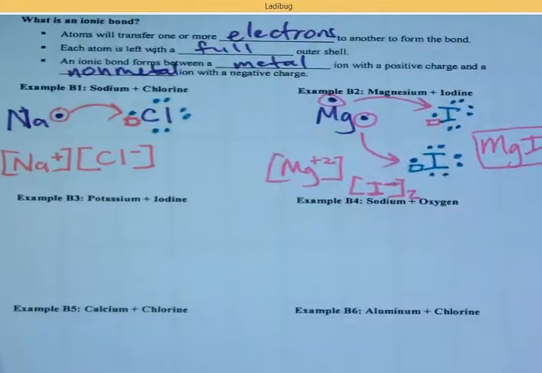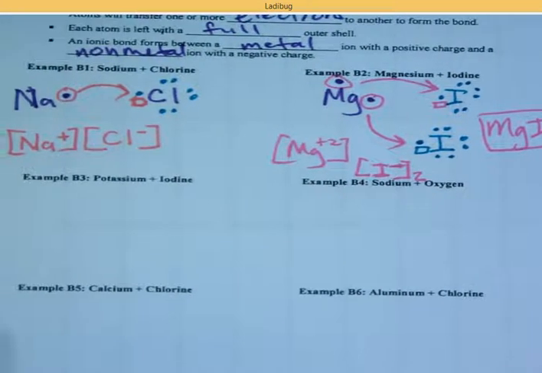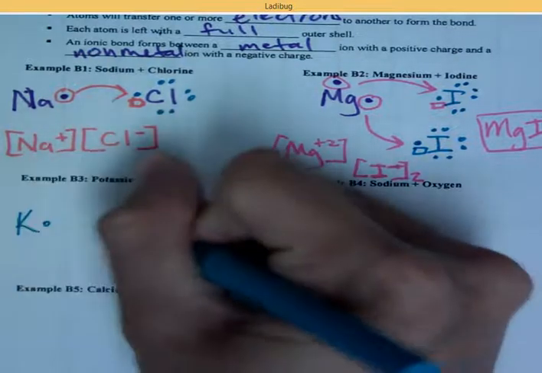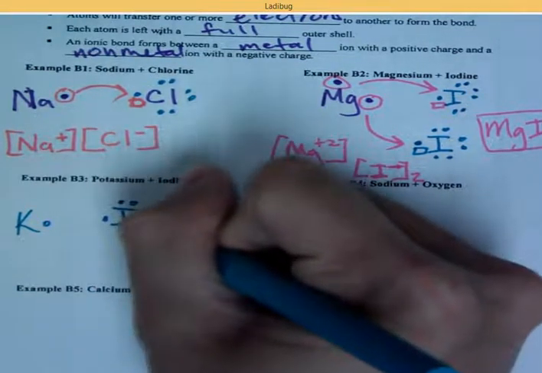So try B3, B4, B5, B6. Pause this video. Try B3, B4, B5, B6, and once you play again, the answer will be shown to you. Okay. So once you hit play, the answer will show to you. So pause it, try it. Don't just let it play to copy it.